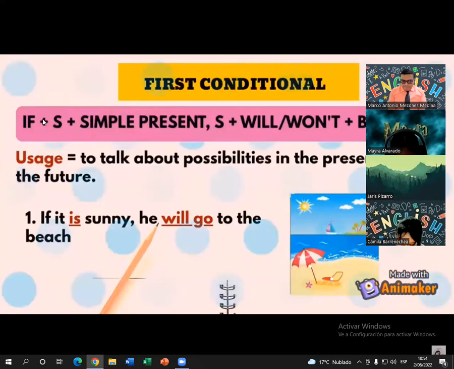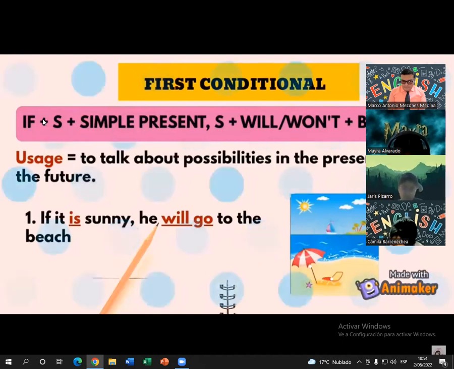Okay, now we come to the first conditional. The structure of the first conditional is if plus subject plus simple present, comma, subject plus will or won't plus the base form of the verb. We use first conditional to talk about possible present or future condition and probable result.